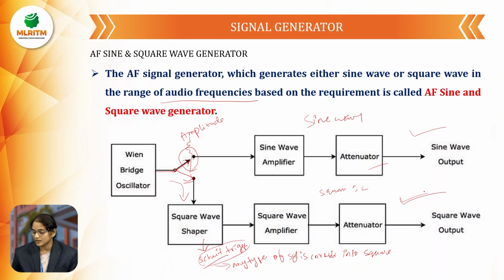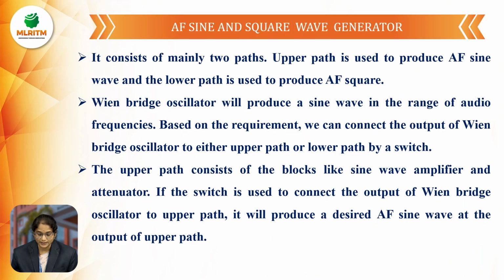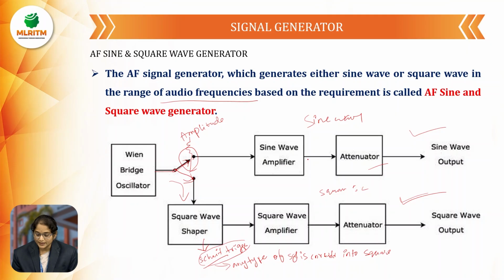This is about the AF sine and square wave generator. It consists of two paths: the upper path is used to produce the AF sine wave, and the lower path is used to produce the AF square wave.